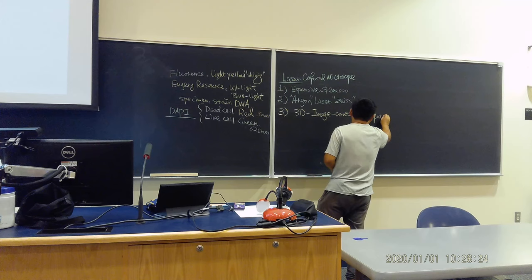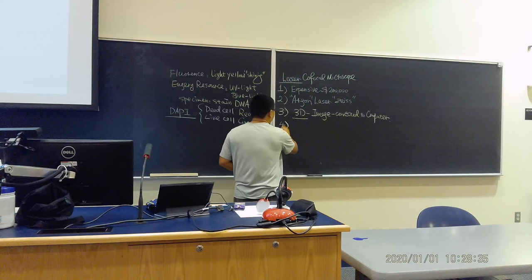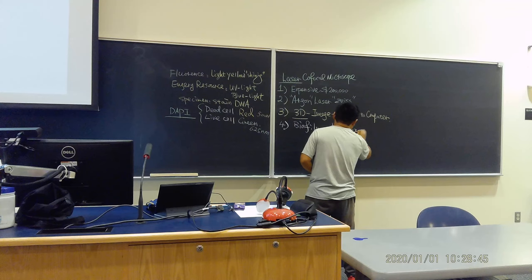Now, why is it important to see the 3D images? Because this type of microscope is mainly used for one very special bacterial structure called biofilm. Now, what is biofilm? It is a matrix of bacteria stacking together.